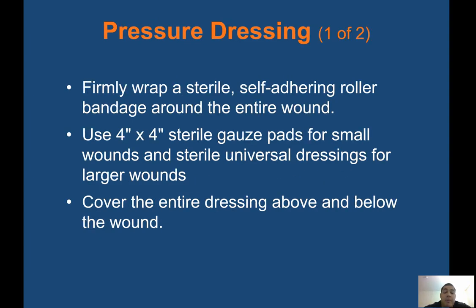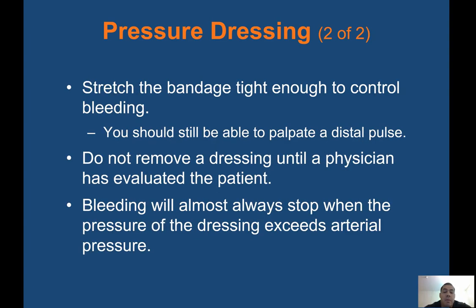Pressure dressing: firmly wrap a sterile, self-adhering roller bandage around the entire wound. Use 4x4 sterile gauze pads for small wounds and sterile universal dressings for larger wounds. Cover the entire dressing above and below the wound. Stretch the bandage tight enough to control the bleeding. You should still be able to palpate a distal pulse. Do not remove a dressing until a physician has evaluated the patient.